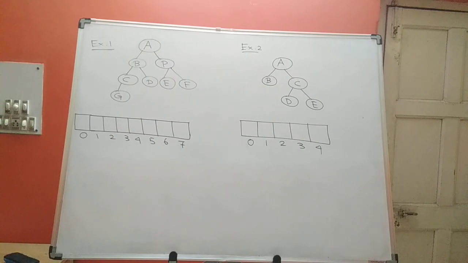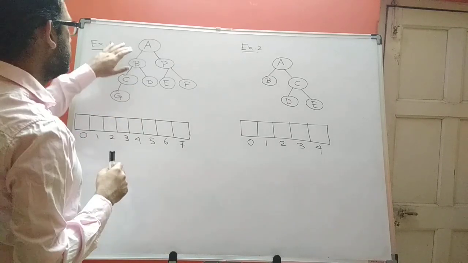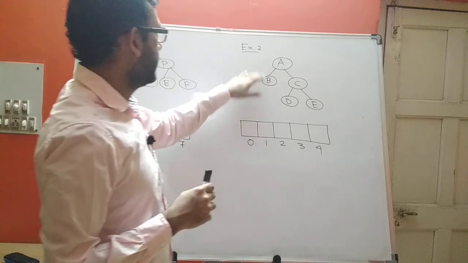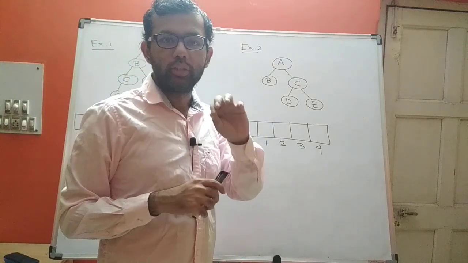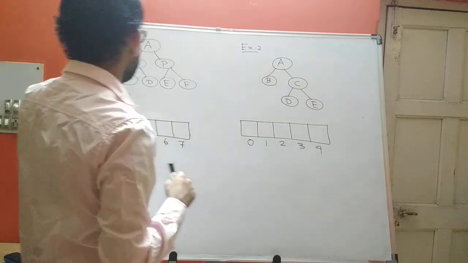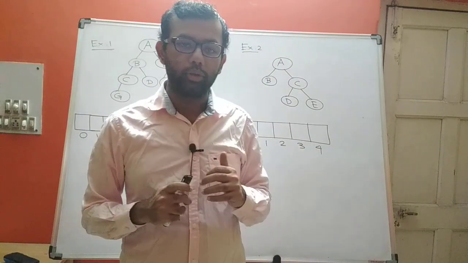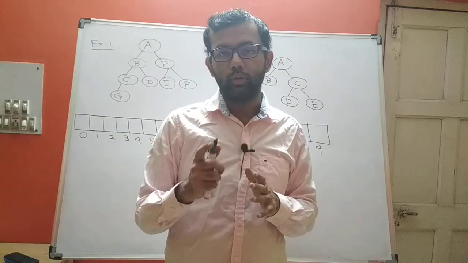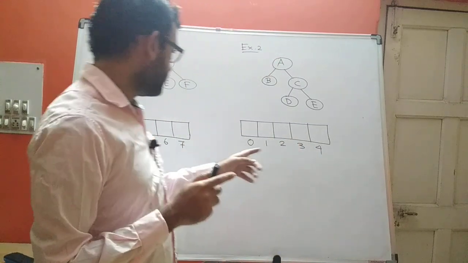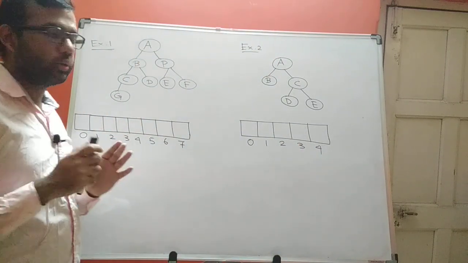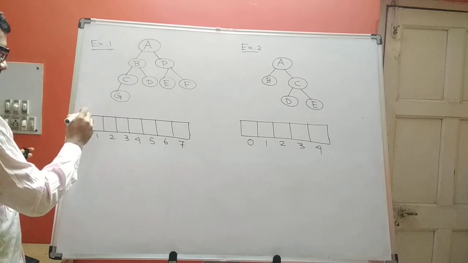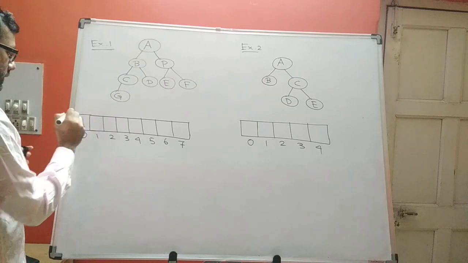Now let's look at these two examples. Okay, so here I have a binary tree rooted at A. Here also I have a binary tree which is rooted at A. That means the root node is A. Here also the root node is A. Now if you remember from the formulas that I just showed you, the root node always goes into the first index. And which is the first index here? The first index is 0. So my root node which is A goes into the first index.